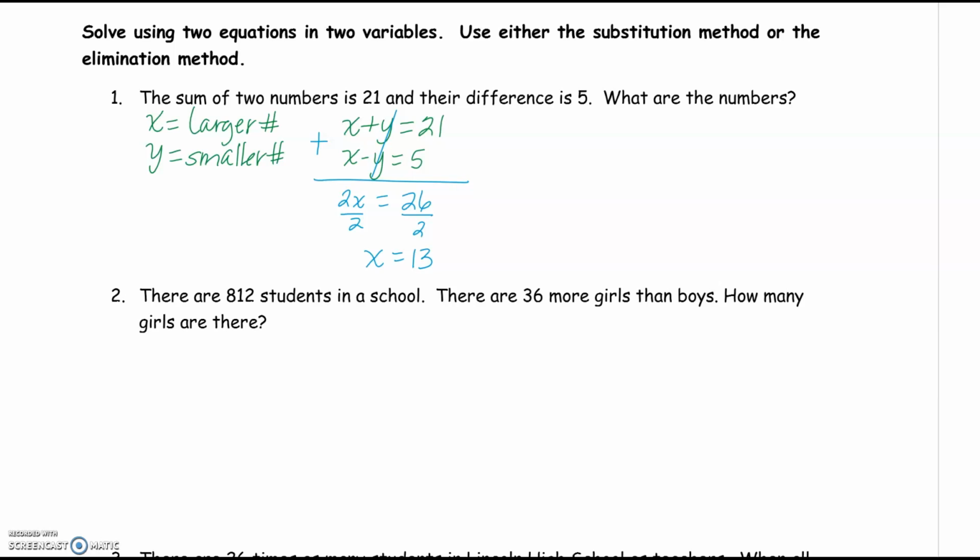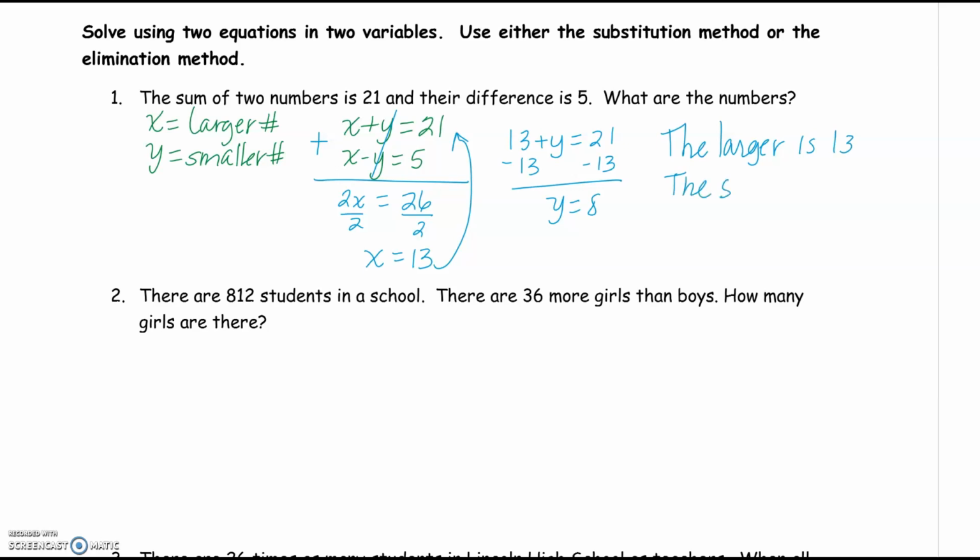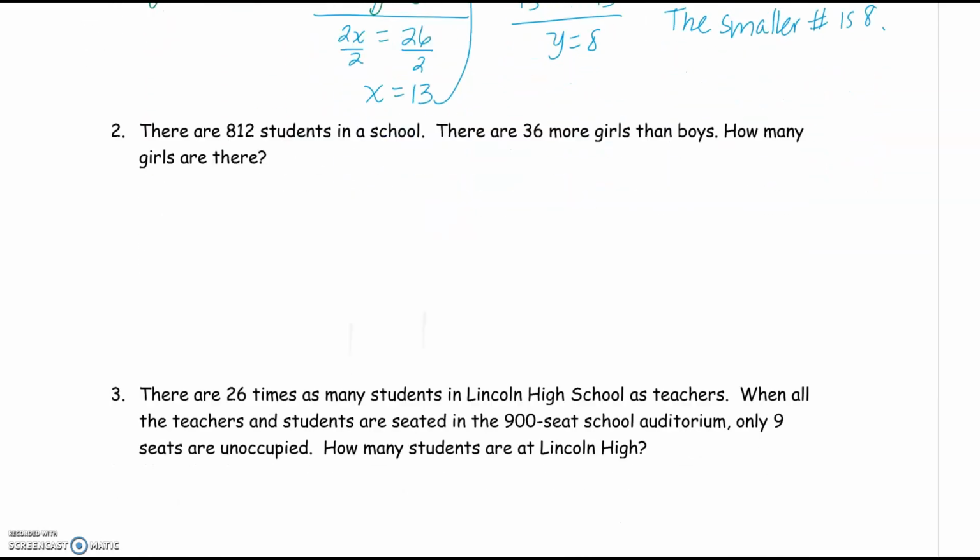To get the smaller number, I'm going to simply substitute it back into one of them. So I'll do 13 plus y equals 21. You can do this mentally and subtract 13, and y equals 8. So the larger number is 13. The smaller number, I forgot my number symbol, the smaller number is 8. Okay, so that's good. We used elimination for that one. Let's go on to the next one.